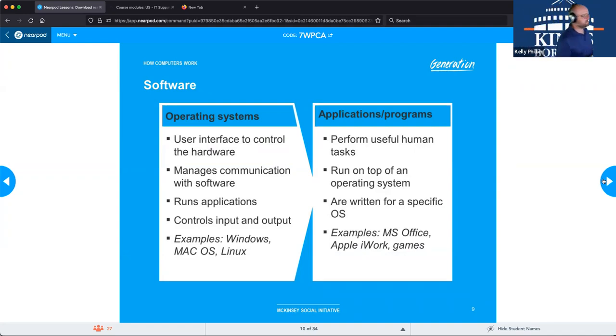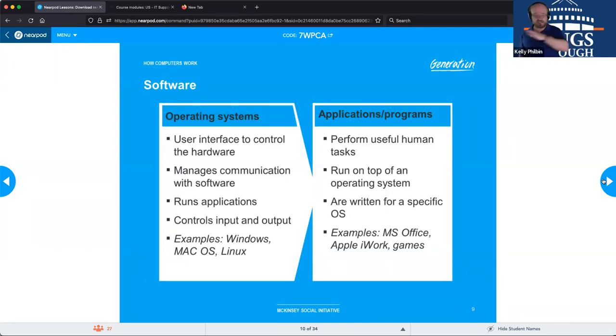Then finally, you get down to applications and programs. They run on top of operating systems. They, for the most part, perform useful human tasks, run on top of your operating system, and are written specifically for those types of operating systems. So if you have Microsoft Word on a Windows computer, you can't just take that exact same program and port it over to a Mac OS. It's not gonna work. They're not designed to work on those opposing systems.